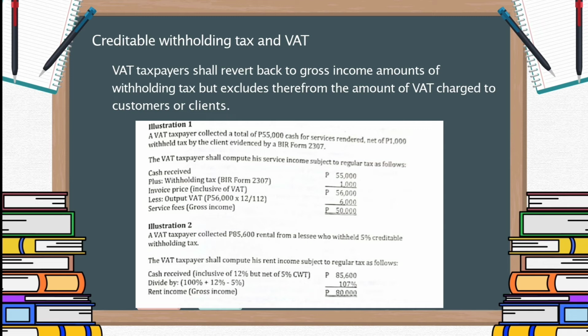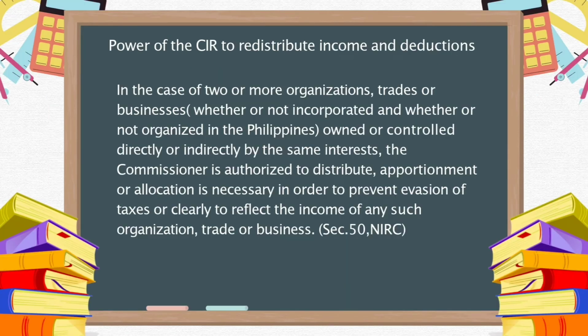The VAT and withholding tax are as follows. Rent income equals 80,000, plus output VAT, 80,000 times 12%, equal to 9,600, less withholding tax, 80,000 times 5%, 4,000. Cash payments to the lessor is equal to 85,600. Power of the CIR to redistribute income and deductions.